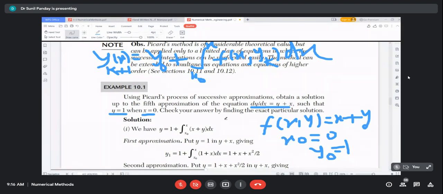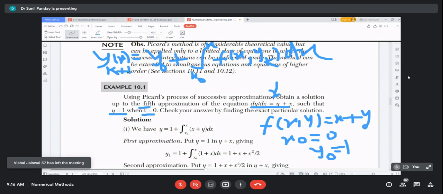So it is simple. Here we have already identified our f(x, y) is x plus y. x naught is 0 in this case, because the value of y is given at x equals 0. So whatever is given, we assume this is our x naught, and the corresponding value of y is our y naught. Now we are calculating the first approximation to the solution of this initial value problem.